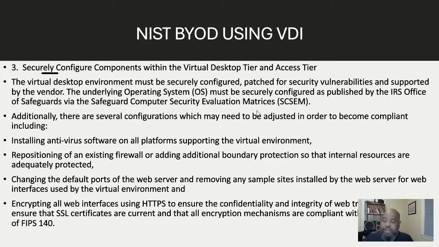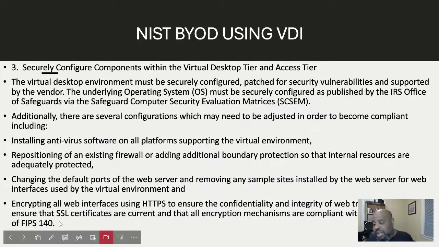So additionally, there are several configurations that need to be adjusted in order to be more compliant. Installing antivirus on all platforms, supporting virtual environments, repositioning your existing firewalls or additional boundary protection so the internal resources are adequately protected, changing the default ports of your web server, removing any sample sites. Once again, I used to do Apache and Tomcat, so you always delete the sample sites. Encrypting all web interfaces using HTTPS to ensure confidentiality and integrity of the web traffic, and ensure the SSL certificate is current. And all encryption, once again, must be compliant with the latest version of FIPS 140-2, going to FIPS 140-3.